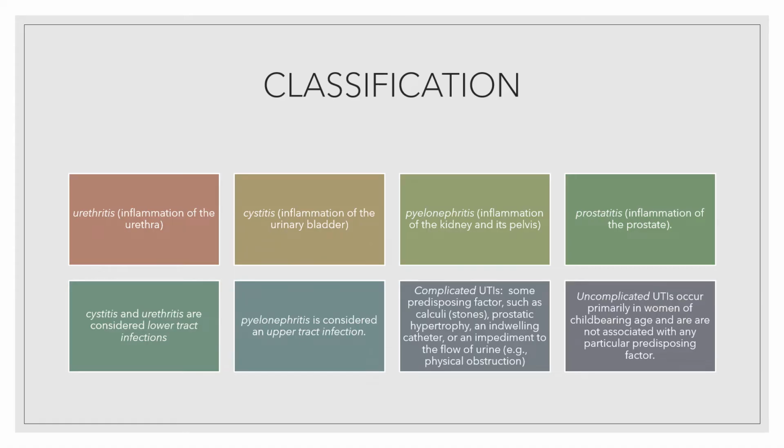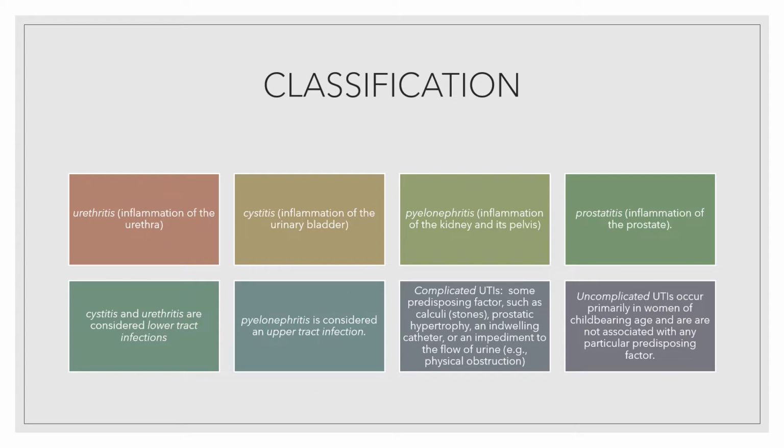First, let us review the classification of urinary tract infections. Infections may be limited to bacterial colonization of the urine or bacteria may invade tissues of the urinary tract. If there is inflammation of the urethra, it is called urethritis. Cystitis is inflammation of the urinary bladder, while pyelonephritis is inflammation of the kidneys and its pelvis, and prostatitis is inflammation of the prostate.